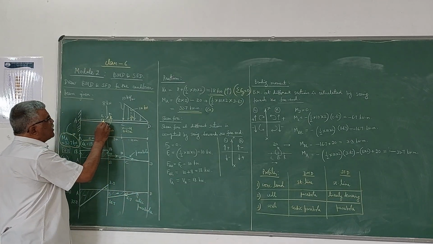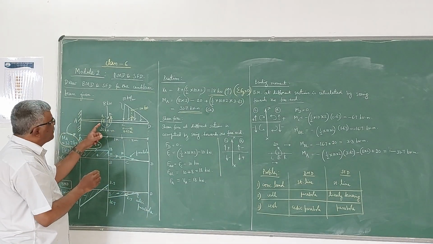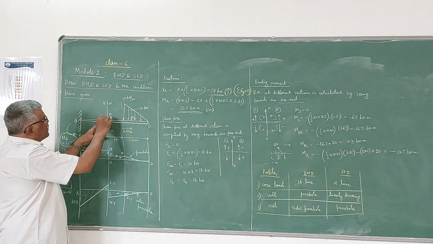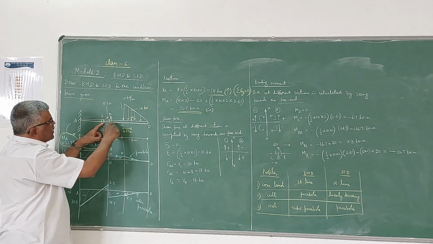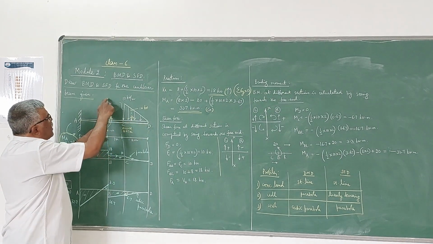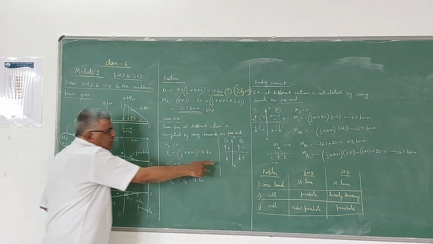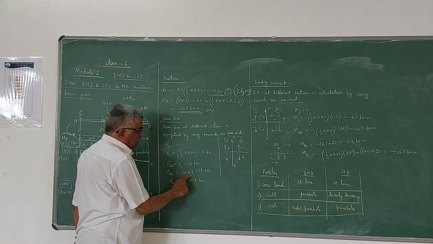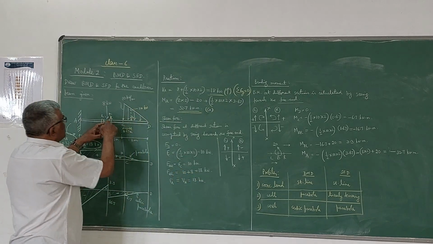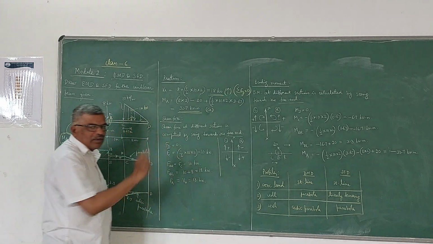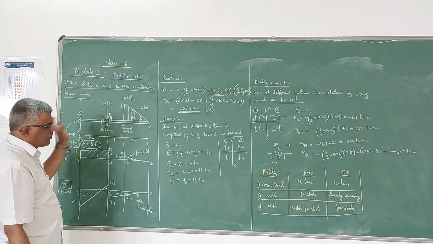Now coming to this FBL, left side of B. If you see to the right side, in addition to this UDL, you can see this 8 kilonewton also. So it is downwards once again. You are seeing to the right side, downward. Therefore you have to add them. So it is 10 plus 8, 18 kilonewton is the shear force just to the left of B.